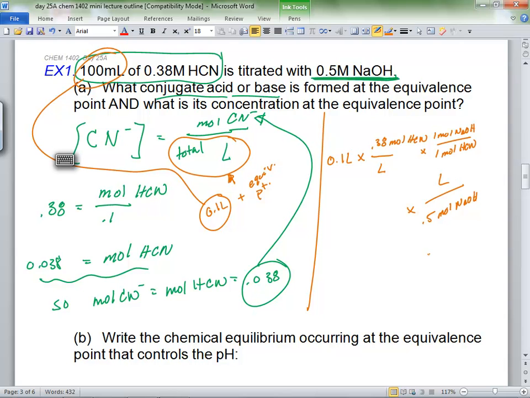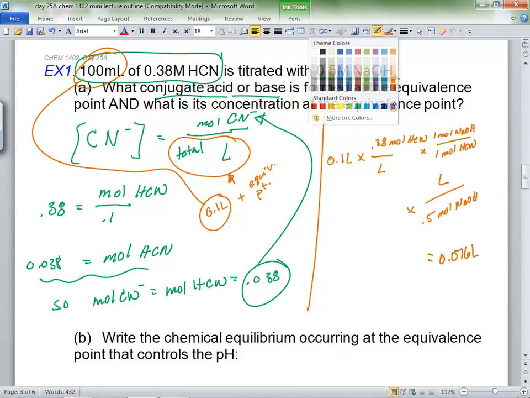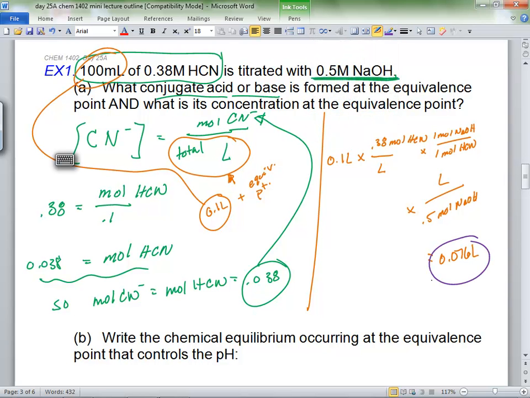What do we get here? 0.1 times 0.38 divided by 0.5, about 0.076. So that number, put it in right there.